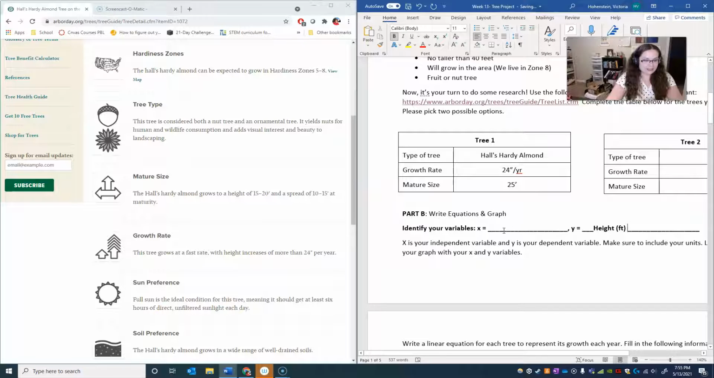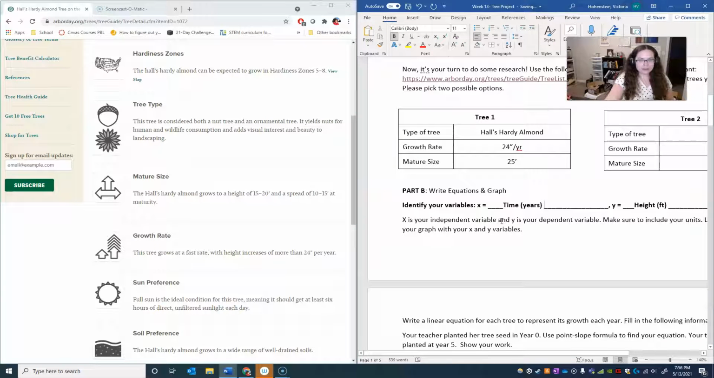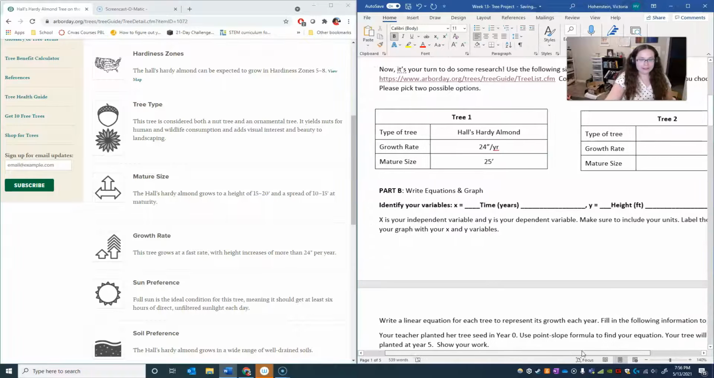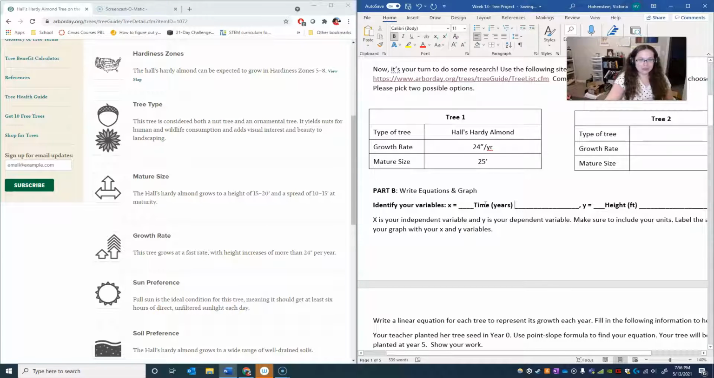For X, that's going to be time. And we're going to measure this in years, because that's about the right time frame for trees to grow. And our growth rate is given in inches per year. So when we graph our information, we need to make sure that we include our labeled axes and units.